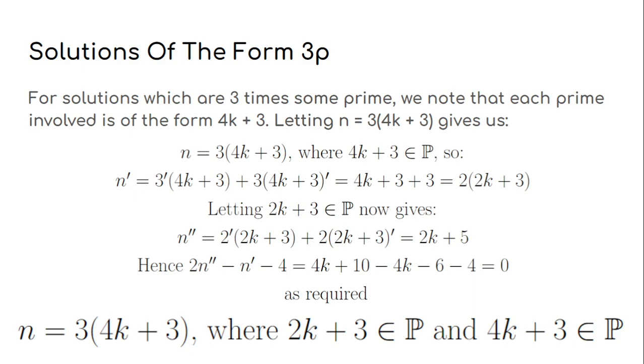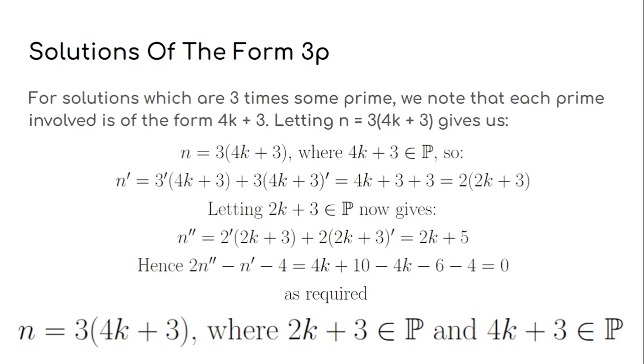We can now compute the second derivative, n double prime, and that's 2 times 2k plus 3 all prime, which ends up being 2 prime times 2k plus 3 plus 2 times 2k plus 3 prime. Since 2 is prime, and since we're saying that 2k plus 3 must also be prime, this ends up becoming 2k plus 5. Here now comes the magic. Substituting these values into the equation, we find they cancel just as nicely as in our original case, for n equals p squared.